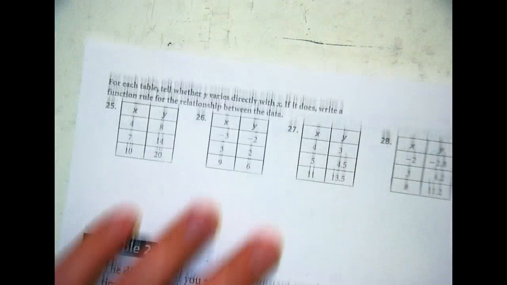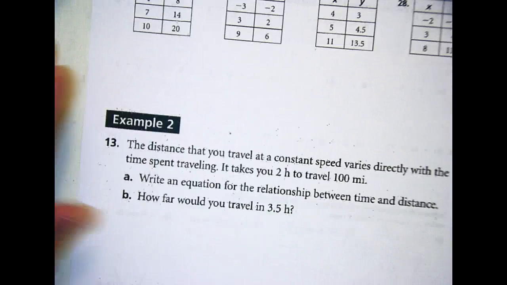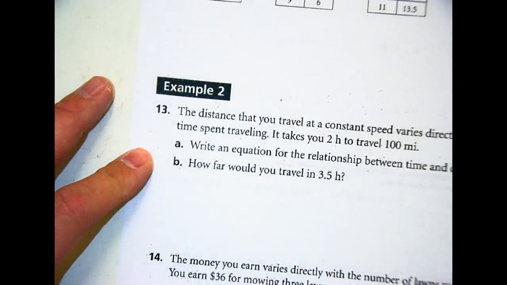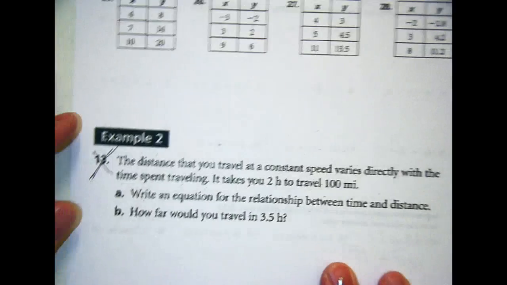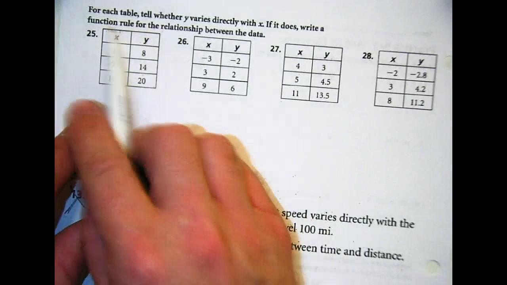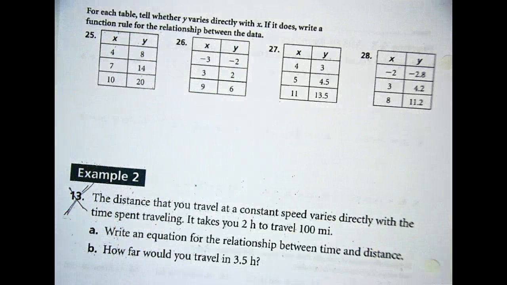Okay, moving on. I want you to take a look at the back. You notice the back, there are 4 graphs there. You get to skip this problem right here, number 13. We're going to do 14. It's kind of like what we talked about at the beginning of class. But I want to talk about tables, excuse me. For each table, tell whether y varies directly with x. If it does, write a function rule for the relationship.